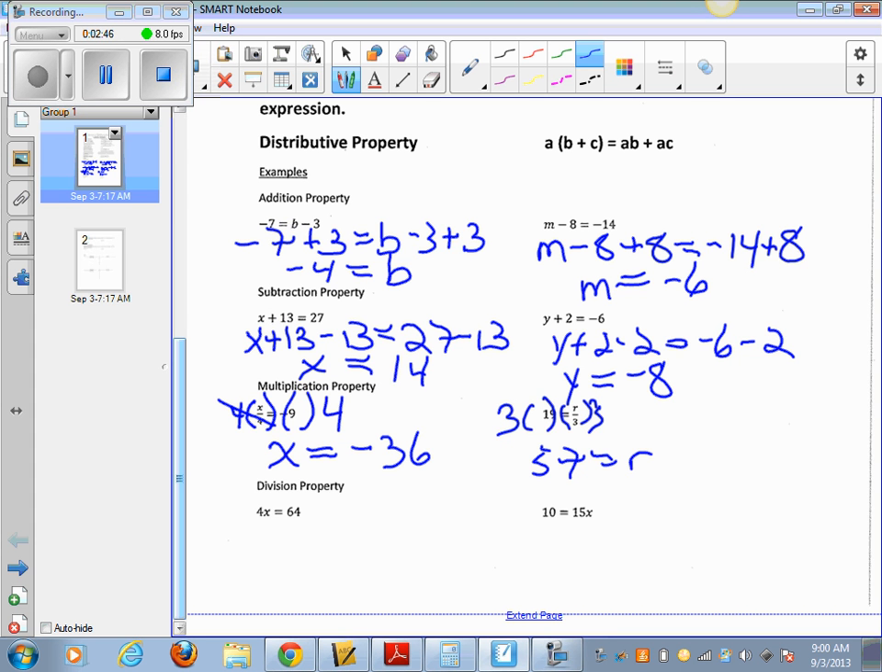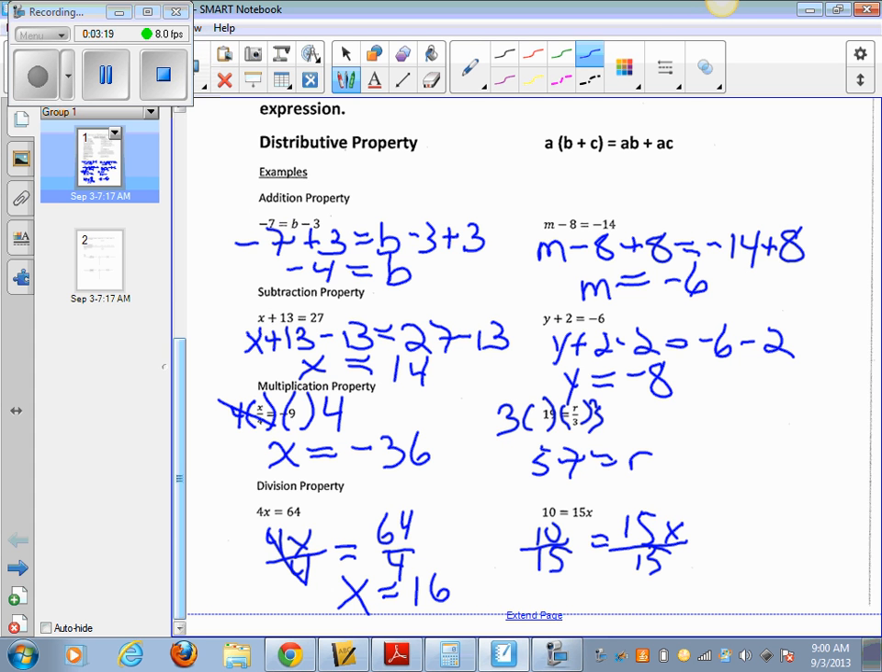For our division, this one we have 4x equals 64. If we write 4x divided by 4 equals 64 divided by 4, we can simplify it by getting x equals 16. And over here, we're going to divide both sides by 15. Our division property tells us that as long as we're just dividing both sides by the same amount, then our equation is still equal. So if we work that out, we get x equals 10 over 15, or simplified to 2/3.